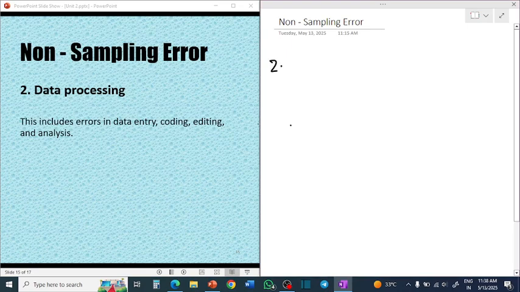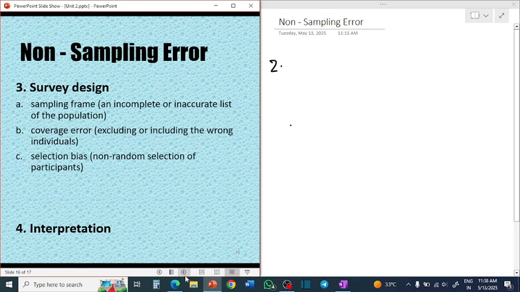Suppose you have collected the data. So this data processing is any mistake which we do while processing that particular data, while collecting information from that particular data. For example, there can be a mistake in data entry. For example, 40 students, how much they have got marks, how you have calculated the average. Any mistake in that will be known as data processing. It can be a mistake in coding, editing, or analysis of that particular information. Those all come under the process of data processing.